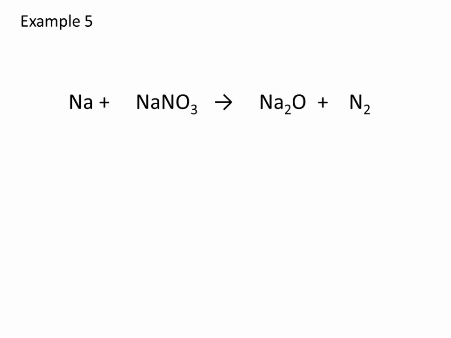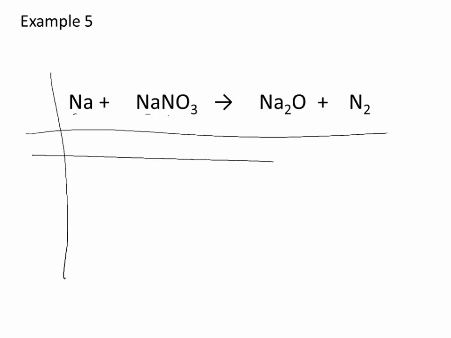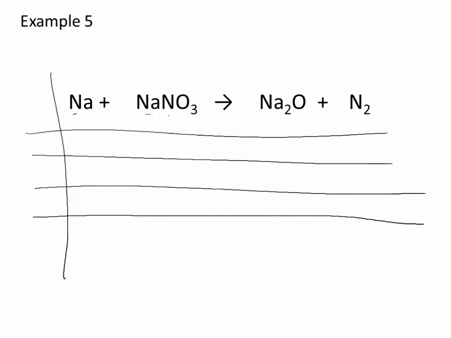Okay, this is also quite a difficult equation to balance because sodium appears in 2 different substances here, and there's nitrogen, there's oxygen, so quite a number of elements. So let's draw a table. Sodium and O. Sodium is everywhere. There's 1 sodium here, 1 sodium, 1 nitrogen, 3 oxygen, 2 sodium, 1 oxygen, and 2 nitrogen.